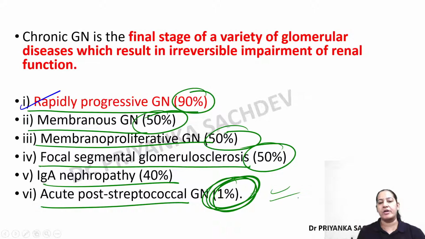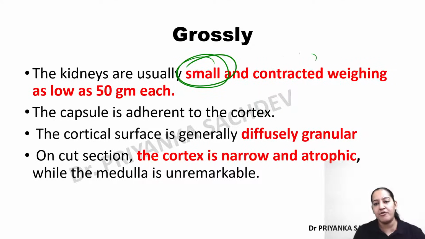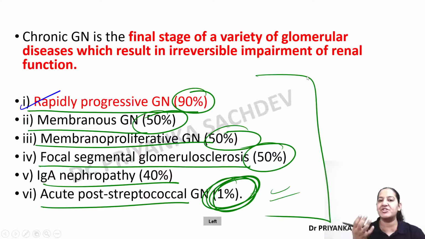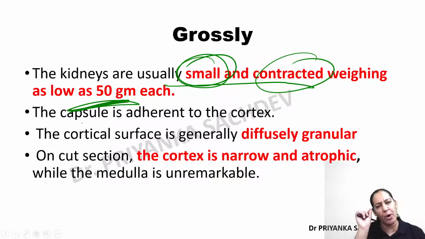Everyone give me a thumbs up if you got it. So ultimately all of them are converting into CKD. CKD is the only glomerulonephritis in which the kidney becomes grossly small. Kidney contracted, while in all the rest the kidney is enlarged. But in CKD, it is the end-stage kidney. The kidney is as small as 50 gram. And the surface of the kidney is granular.